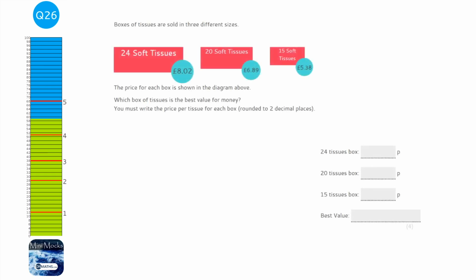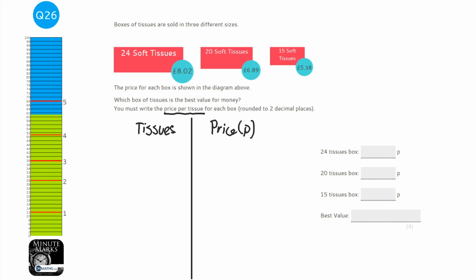With best value questions, which this is one of, there's normally multiple ways of doing it. Either you get the price per item, or you get how much of the item you get for 1 pence, or you get them so that they're the same amount of items and then you compare the prices. Now this one asks for the price per tissue, so that's the way we've got to answer this question. So we're going to have tissues on the left hand side and price, and I'm going to do it in pence because it's normally a lot easier to work out when it's in pence. I'm just going to draw a line down the side.